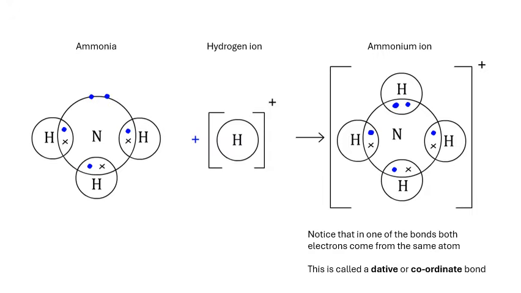Okay? For example, if you dissolve your ammonia in water, then you get ammonium hydroxide. So you get your ammonium ions and some hydroxide OH- ions as well. But that is an ammonium ion.